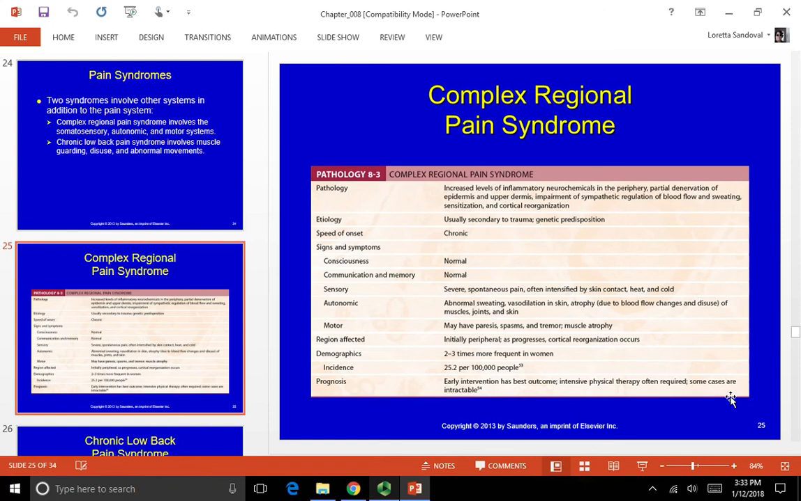The early signs: the skin can be red or pale, excessive sweating, edema, and skin atrophy, and that is the autonomic effect. Later on, the skin becomes dry and cold, and the joints become stiff and swollen. If it progresses to its later stages, you can have irreversible muscle atrophy and even osteoporosis and arthritic changes. So there might be some motor signs: paresis, which is partial paralysis, spasms, and tremor.